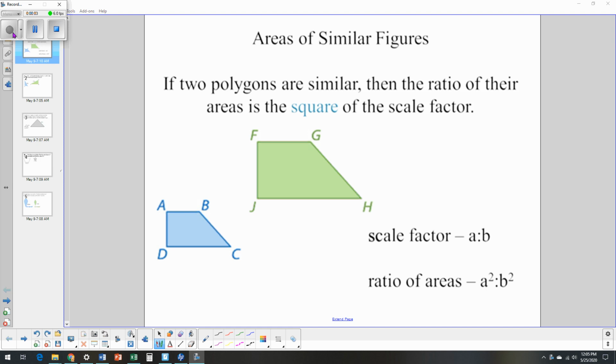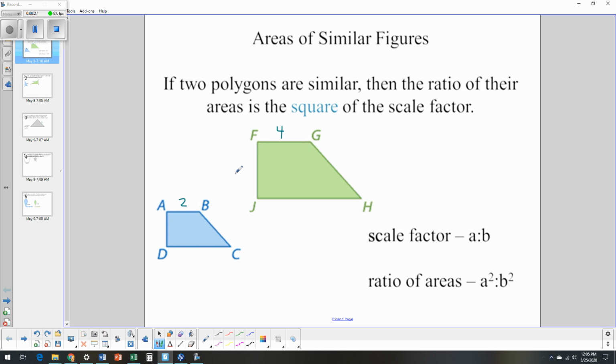Everyone, so today's lesson is actually going to be really short. It's section 11.5, areas of similar figures. So we're going to first talk about, remember when shapes were similar, they had something called a scale factor. So if I knew the side of this shape was 2 and the side of this shape was 4, the scale factor would have been 2 to 4 or 1 to 2.